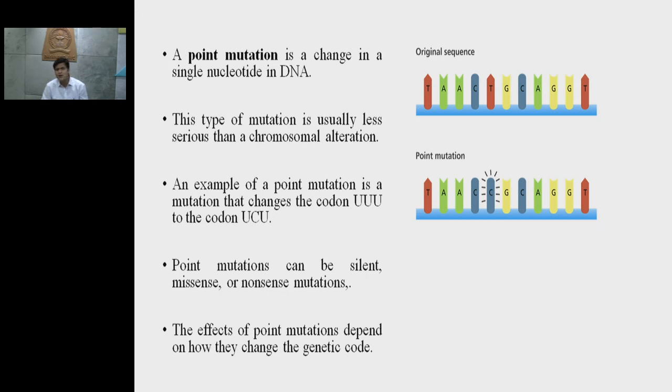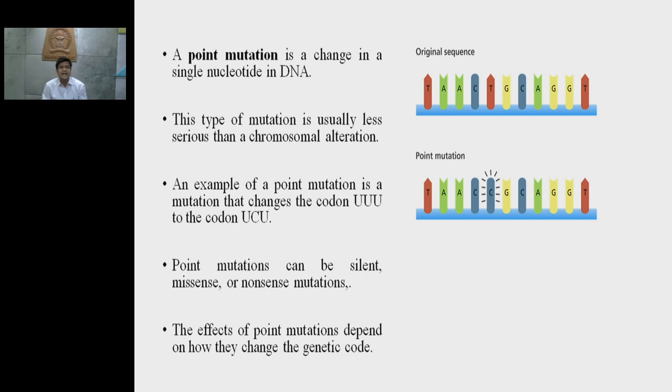In the example of a point mutation, the codon UUU changes to the codon UCU. Here cytosine is inserted in place of uracil. That is nothing but a point mutation. Only a particular gene or coding frame is changed due to insertion of a nucleotide.